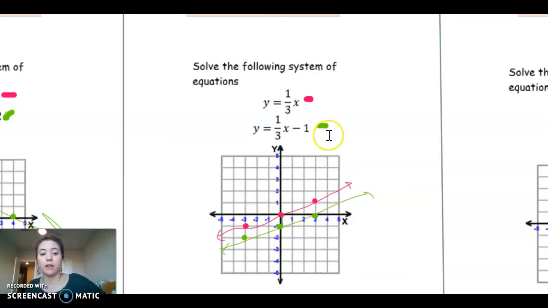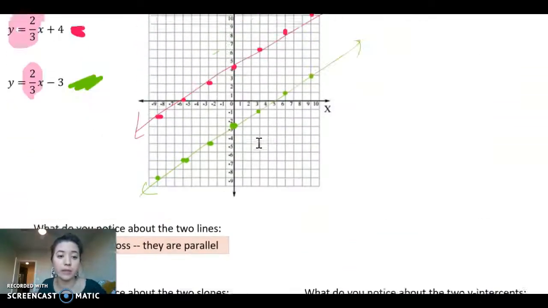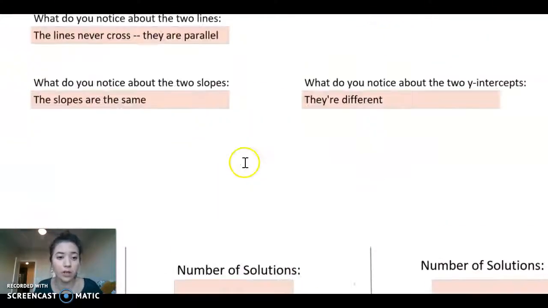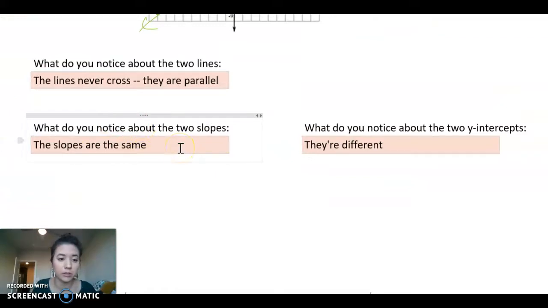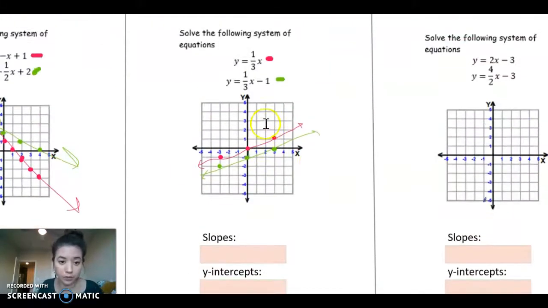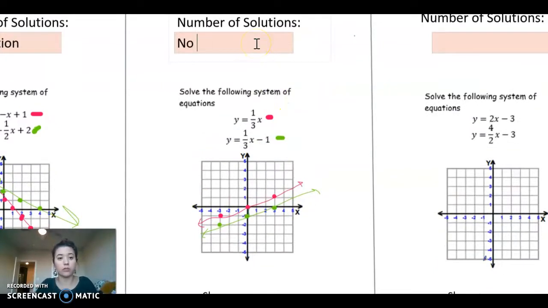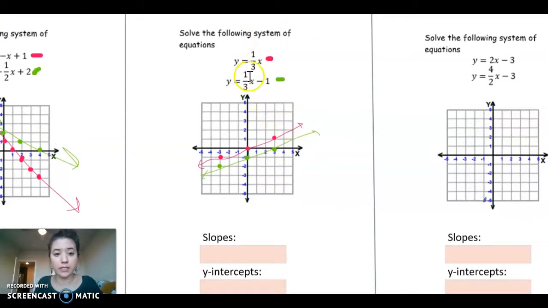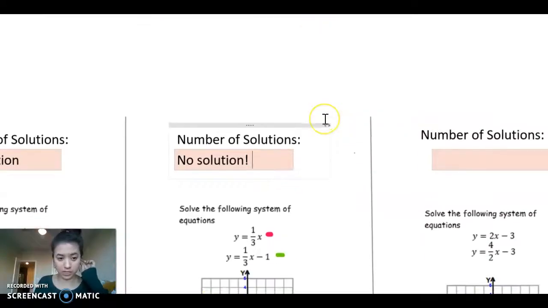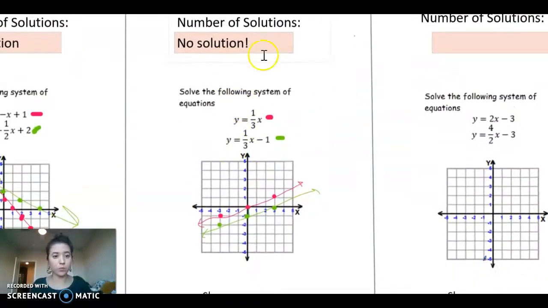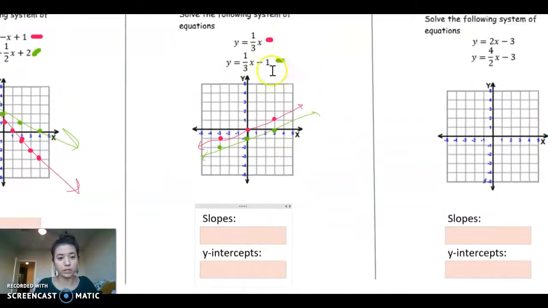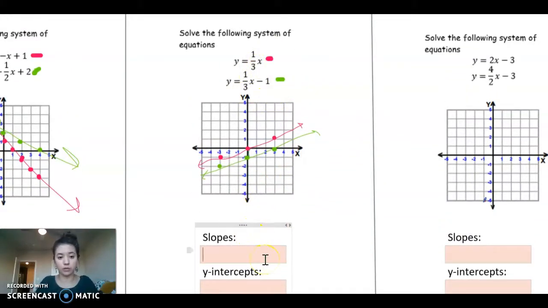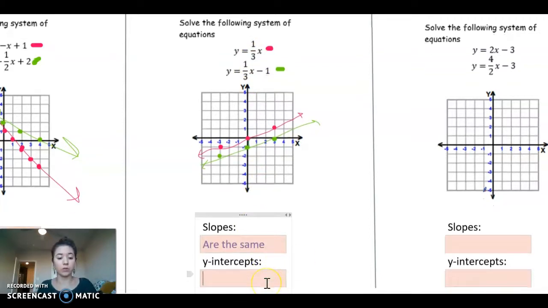Okay, now here's the example of what we did above, where we saw something with the same slope, and the lines were parallel to each other. So this is what we would call no solution. They never cross. There's no point where they cross, so there's no solution. So for this, we kind of looked at this and realized this above. Okay, this is when we have the same slope, but a different y-intercept.